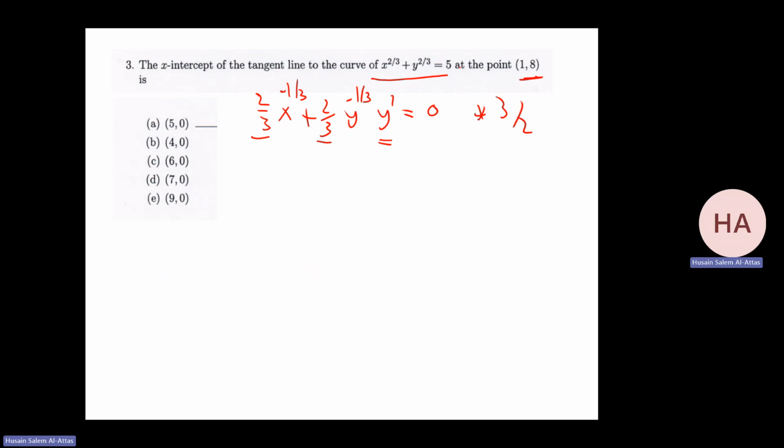So I have x to the power minus 1 over 3 is 1. That will be 1 plus, what is this? Y to the power minus 1 over 3. Cubic root of 1 over cubic root of 8, which is half. Y prime equals 0. So half y prime equal minus 1. So that means y prime equals minus 2. So what will be the equation?